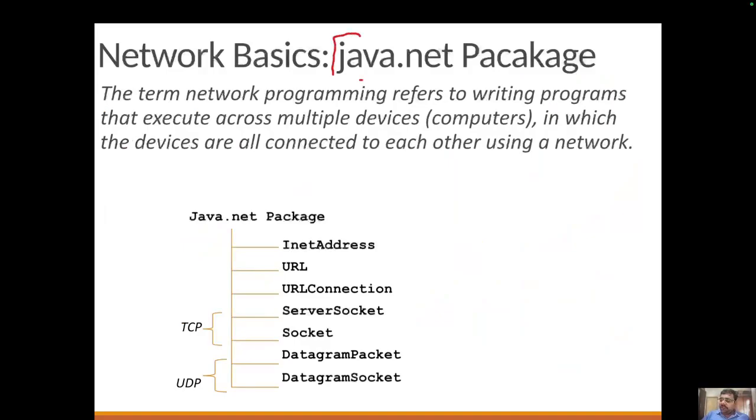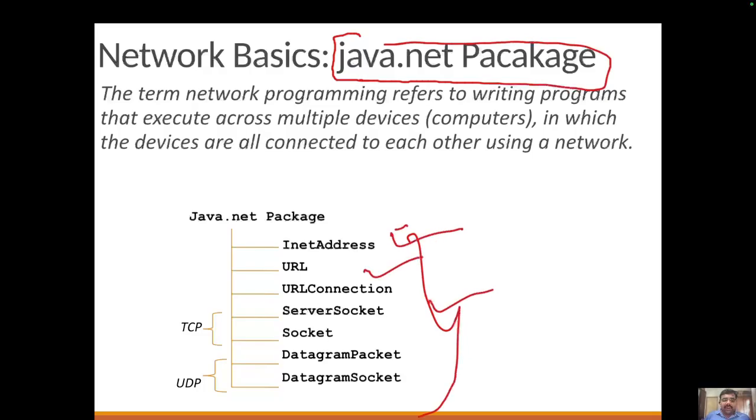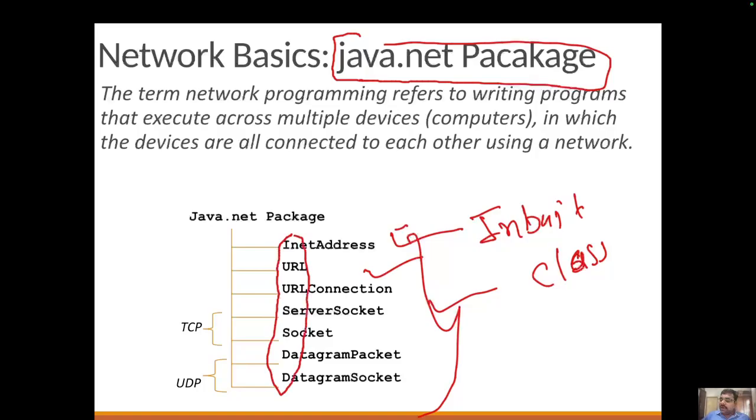For using the networking library, we use the java.net package. In this package various classes are available, for example InetAddress, URL, URLConnection, Socket, ServerSocket, DatagramPacket and DatagramSocket. These are all inbuilt classes. How can you identify them? If you know Java, you can identify that if the first letter is capital, then it is a class. If the first letter is small, it indicates a method. That we have already learned fundamentally in Java.